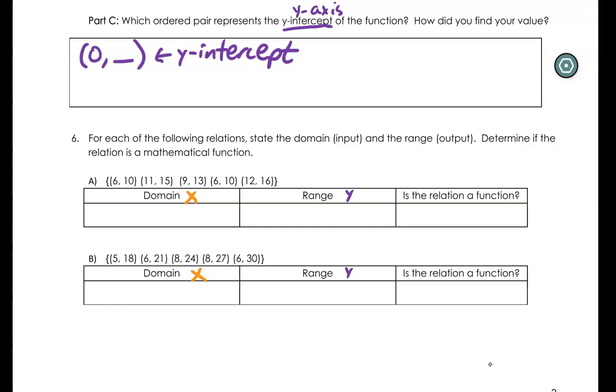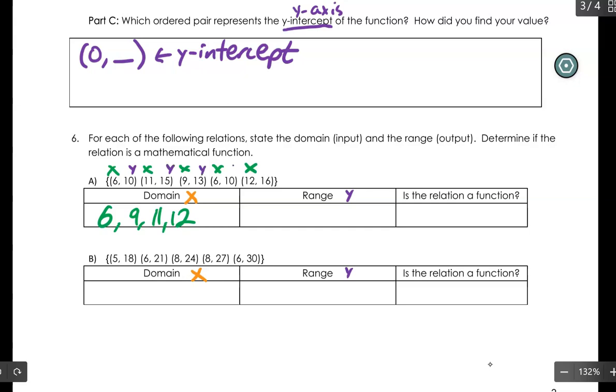Okay, so domain, all you have to do is write down the numbers that are all the x's. So here's an x, x, x, x, and x. If you see a number more than once, you only have to write it one time. So I have 2 6's, so I just write 6 one time. Then 9, put it in order from smallest to biggest. 11, and then 12. And that's my domain. Okay, then the range is the same thing but for the y's. Okay, all of these y numbers. And we'll let you do that one on your own.